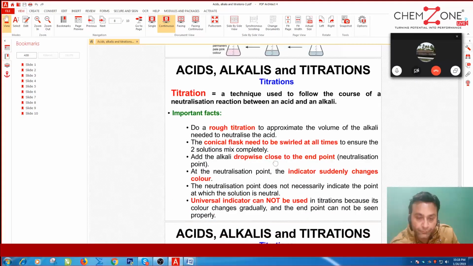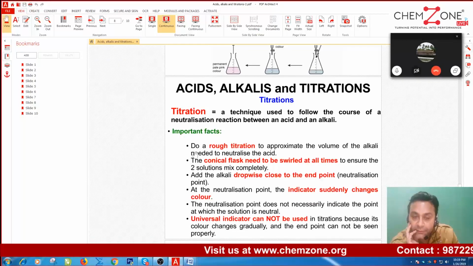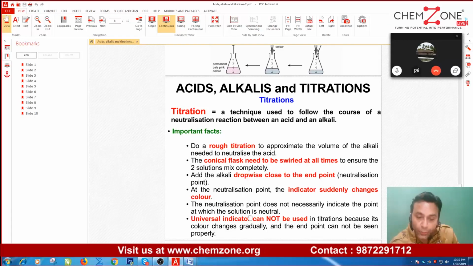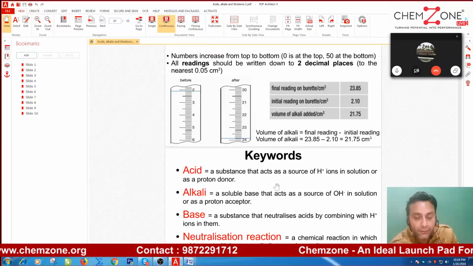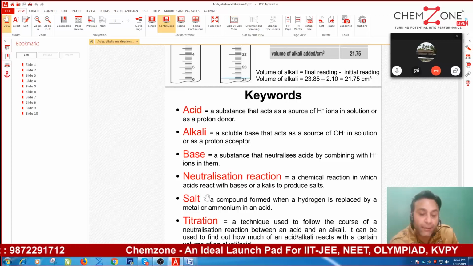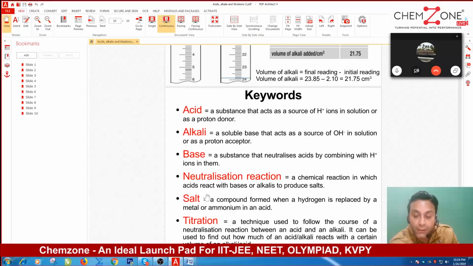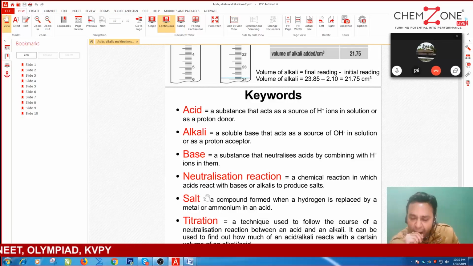So titration is a technique to follow the course of a neutralization reaction between an acid and an alkali, right? And that's the whole procedure we have discussed now. How to take the reading, that is all okay, right? Yeah. Okay. Now from this page, acid, alkali, base, neutralization reaction, salt, titration, just go through it and let me know if you find any doubt. No, I get it. Okay.